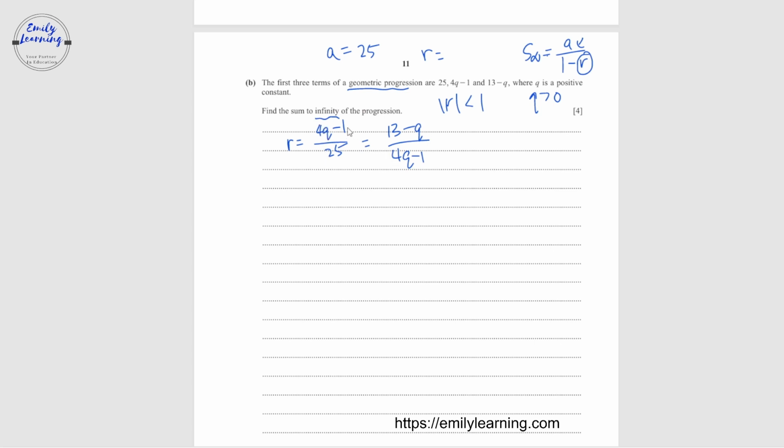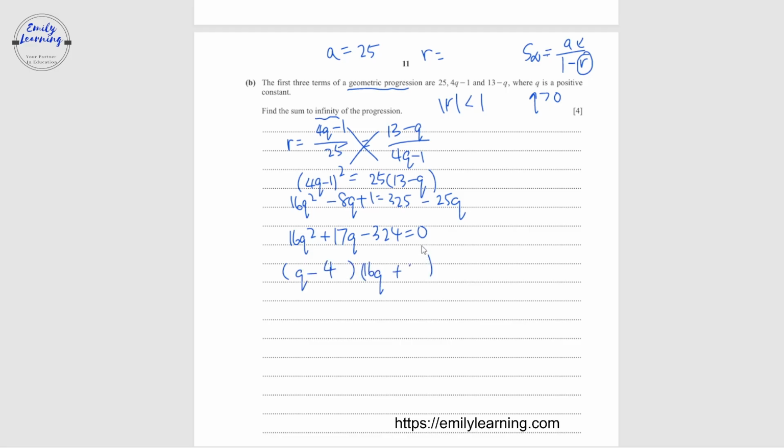So do a cross multiplication. I have 4q minus 1 squared is equal to 25 times 13 minus q. Let me expand this. I have 16q squared minus 8q plus 1 is equal to 325 minus 25q. Simplify. I have 16q squared plus 17q minus 324. All right. Next, I will need to factorize, right?